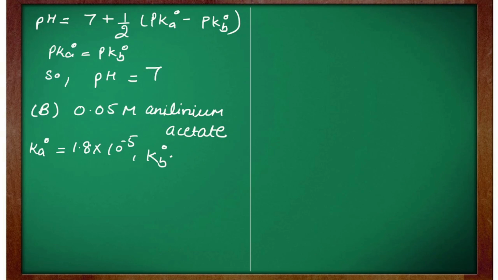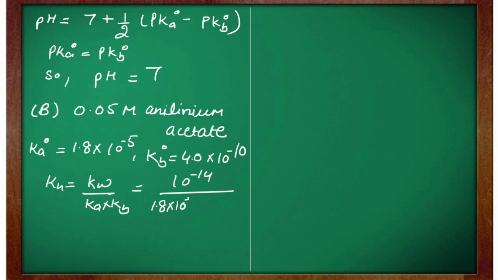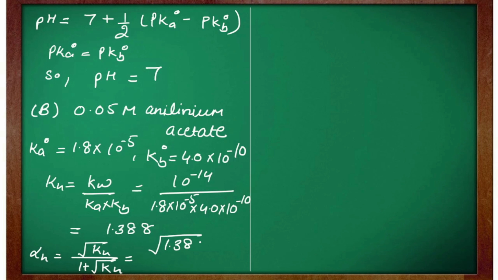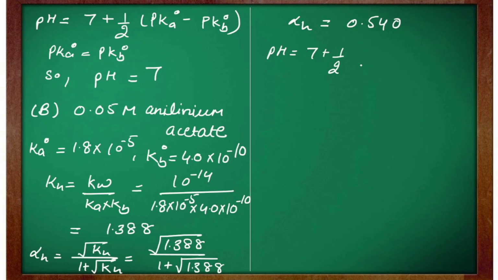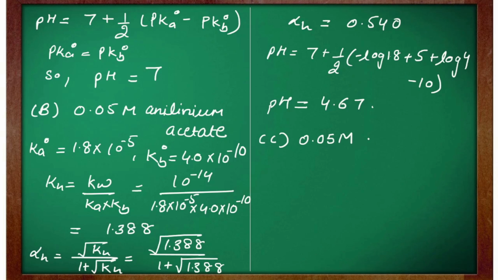Kb is equal to 4 multiplied by 10 raised to power minus 10. Kh is equal to Kw divided by Ka and Kb. By putting the value of Kw, Ka and Kb, Kh value comes out to be 1.388. Degree of hydrolysis alpha h equal to square root of 1.388 divided by 1 plus square root of 1.388. Degree of hydrolysis is equal to 0.540. pH is equal to 7 plus half of minus log 1.8 plus 5 plus log 4 minus 10. pH value comes out to be 4.67.